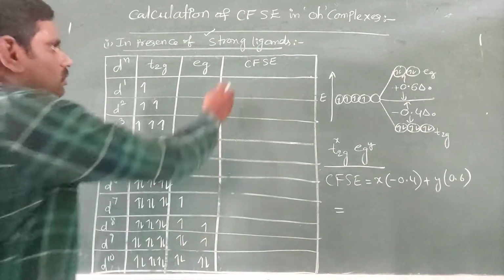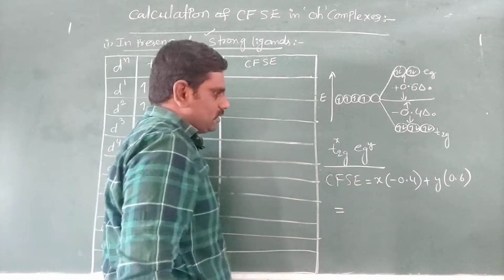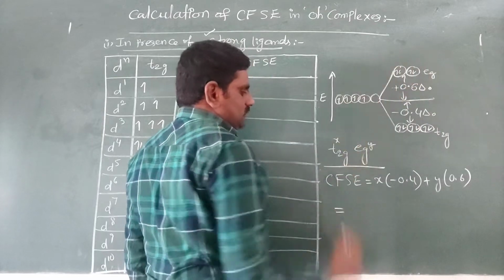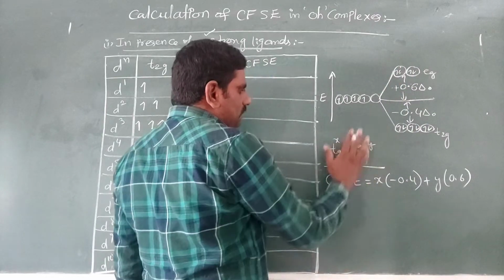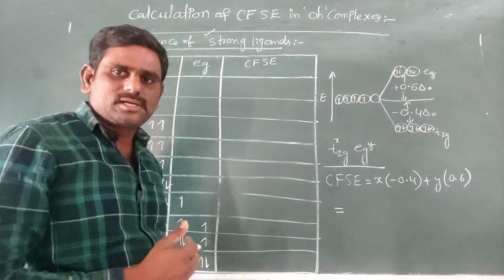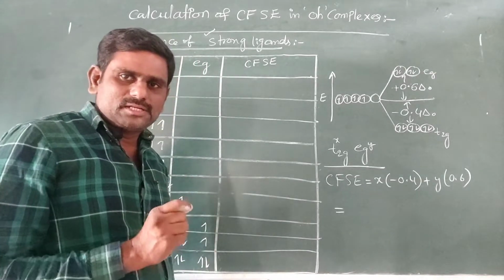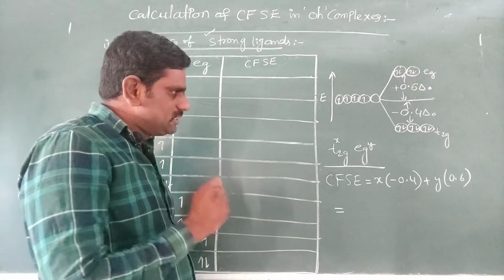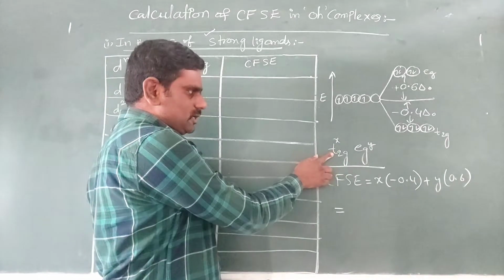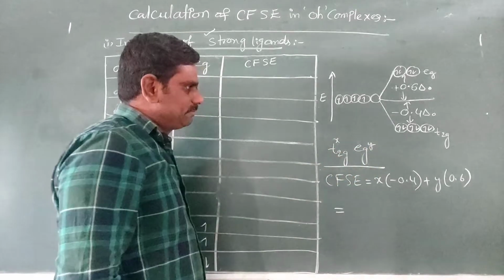Now part 2, how can we calculate the CFSE? CFSE means lower energy minus higher energy, simply. So here the configuration we should always take in the form of t2g^x eg^y, where x and y are the number of electrons present in the t2g and eg orbitals respectively. x means the number of electrons present in the t2g orbital. y means the number of electrons present in the eg orbital.